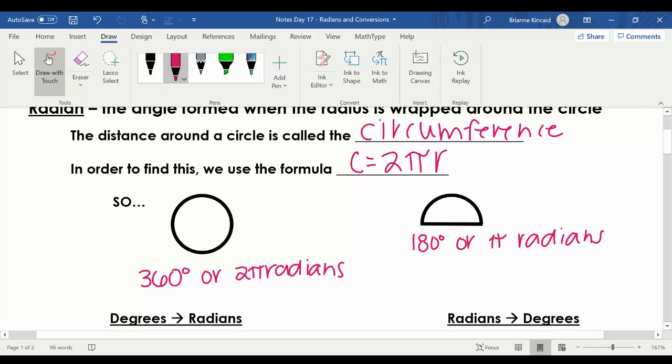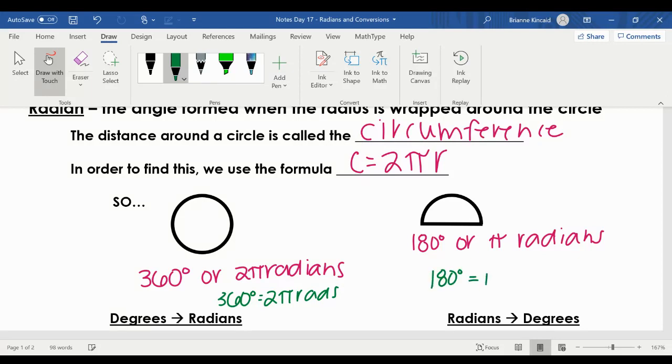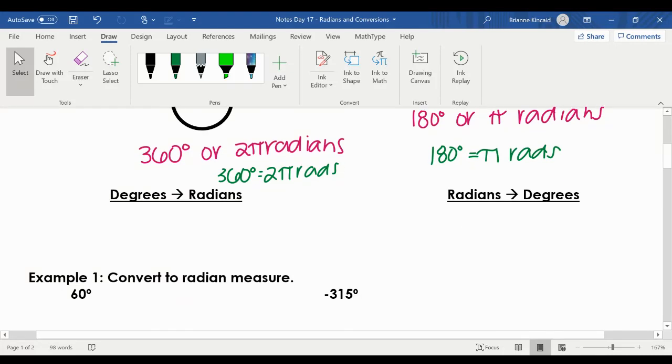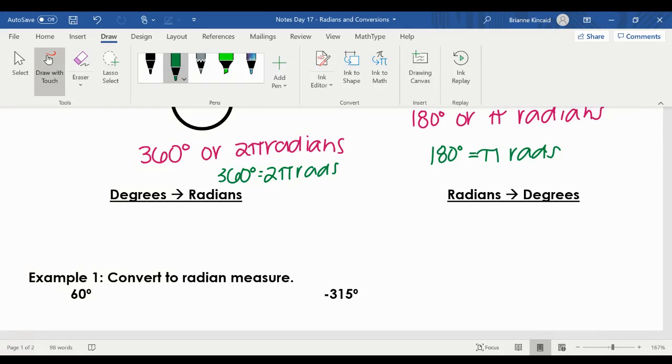The other way that you can think about this is that 360 degrees equals 2 pi radians. And 180 degrees equals pi radians. That means if we want to convert back and forth between the two, to go from degrees to radians, we are going to multiply by pi over 180. And to go from radians to degrees, we are going to multiply by 180 over pi. Answers should typically never be given as decimals. You want to keep the pi in there and you want to keep them as fractions.